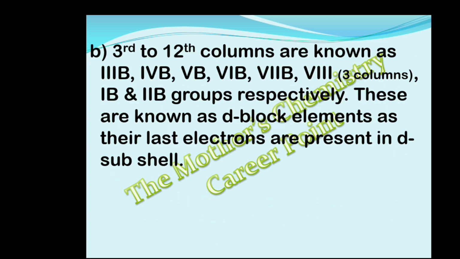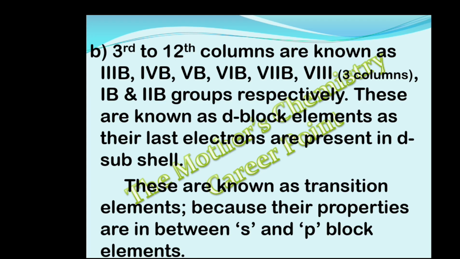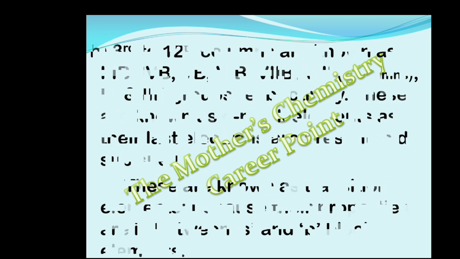The 3rd to 12th columns are known as 3B, 4B, 5B, 6B, 7B, 8B consisting of 3 columns, 1B and 2B groups respectively. These are known as d block elements, as their last electrons are present in the d subshell. These are known as transition elements because their properties are in between s and p block elements.